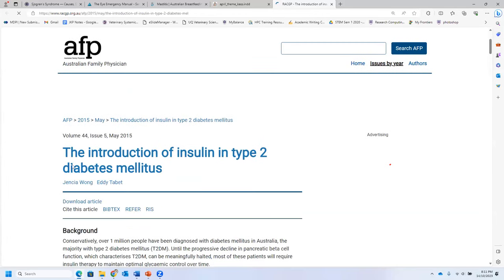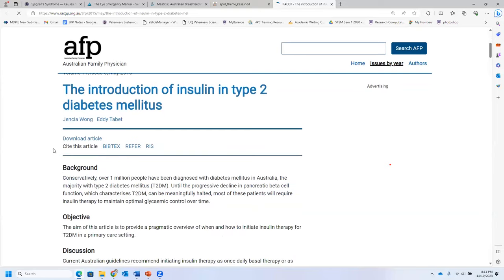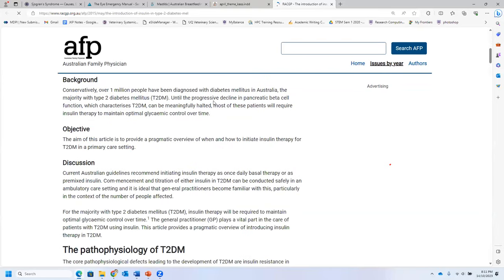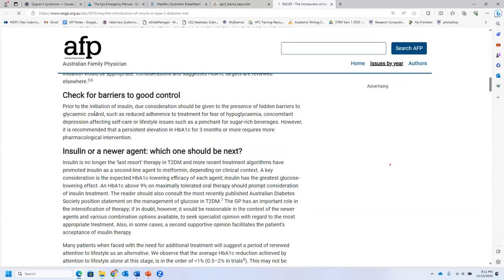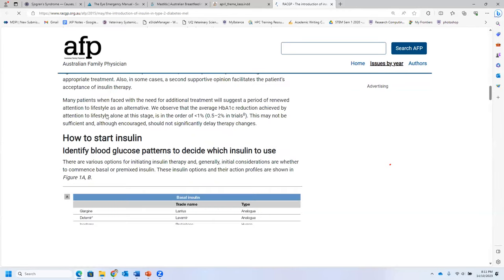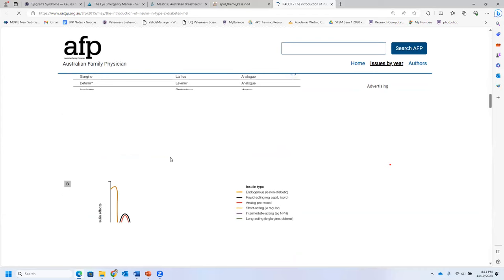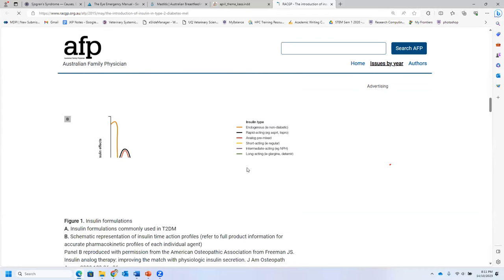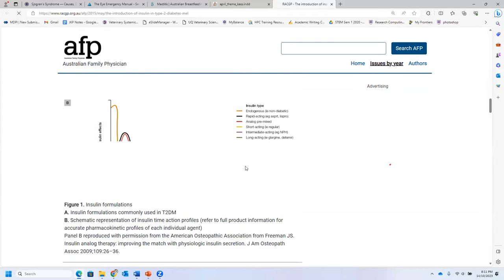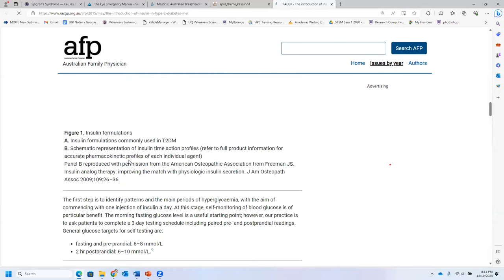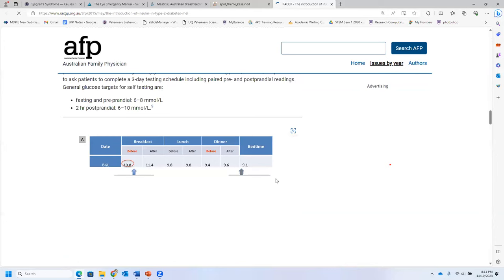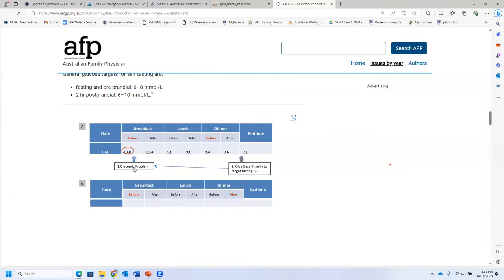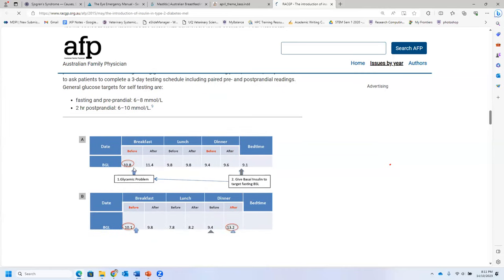So you know about different types of insulin. Let me just load this up. So we target different types of insulin, right? Your fasting and preprandial or 2 hours postprandial should be your targets. So this is fasting and this is after bedtime. If before breakfast, over a 12 hour or 24 hour period of the night, your fasting before the breakfast is very high, we start with the basal ones, right?